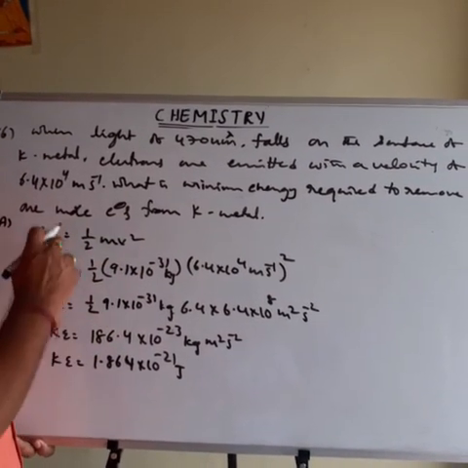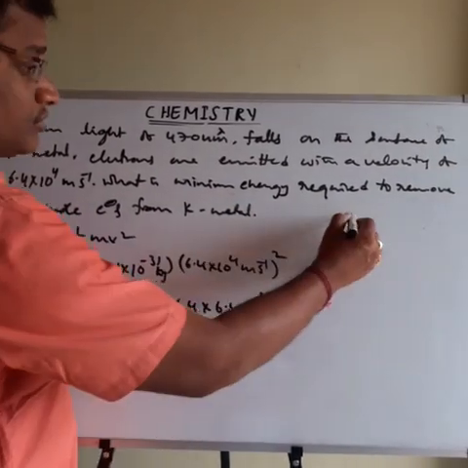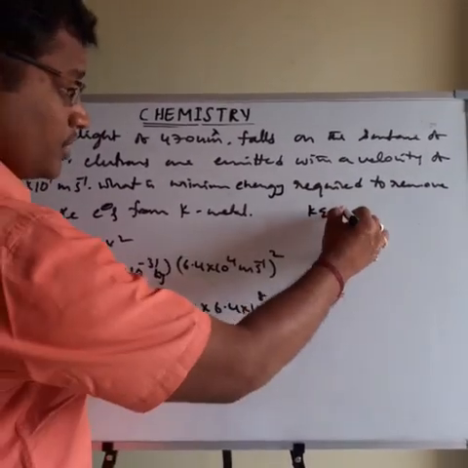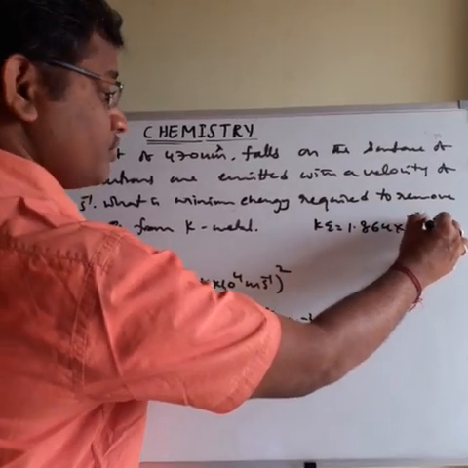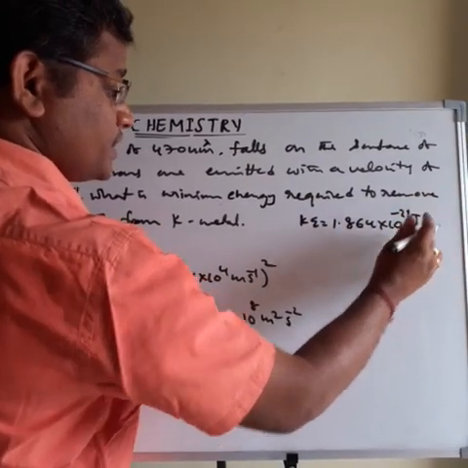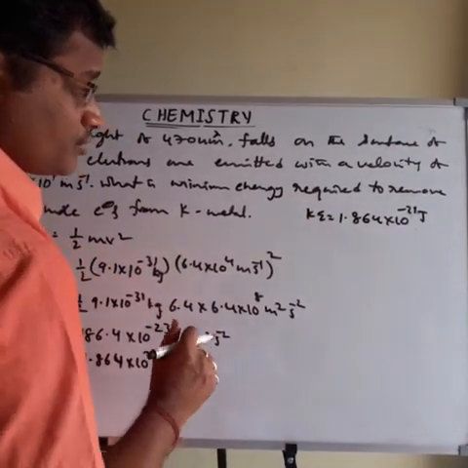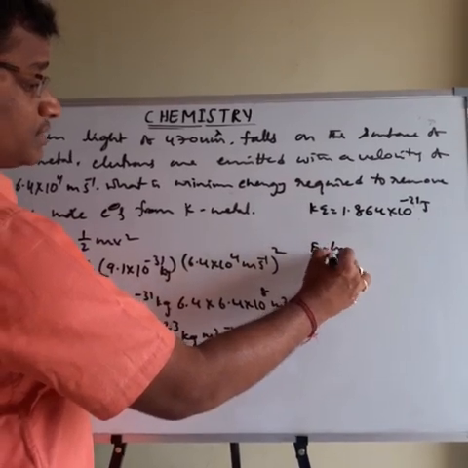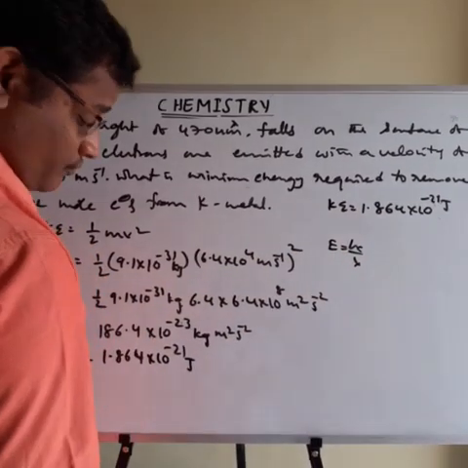Then next we have to find out the energy value. So this is kinetic energy, 1.864 into 10 power minus 21 joule. Kinetic energy is completed. Next, energy value we have to find out by using wavelength. What is energy by using wavelength? E is equal to hc by lambda. Then after E value is found, the W naught value you will find easily.